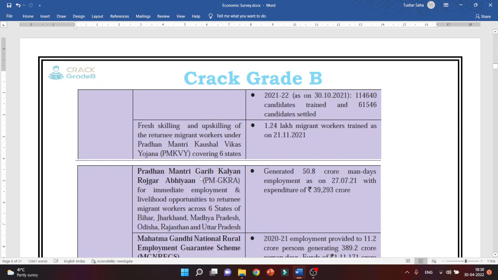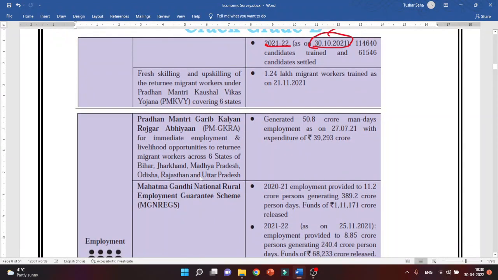So see, again for financial year 22 as on 30/10/21. Okay, but see, this is the half data. So here you can say that since you have the complete data now, so go with the complete data. Then Pradhan Mantri Kaushal Vikas Yojana covering 6 states. Okay, 1.2 lakh migrant workers trained as on 21/11/2021. So when you go all through this, you will find it very, very important.